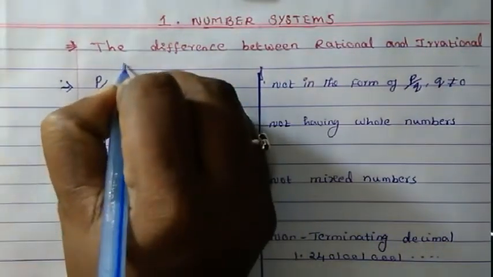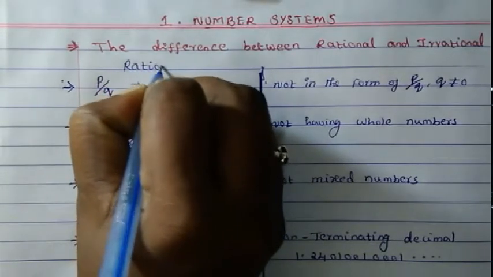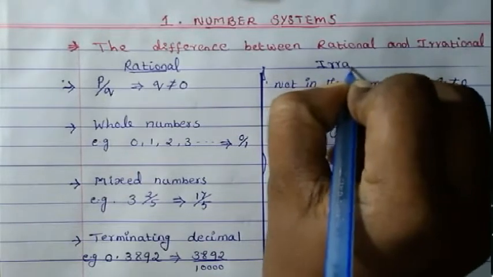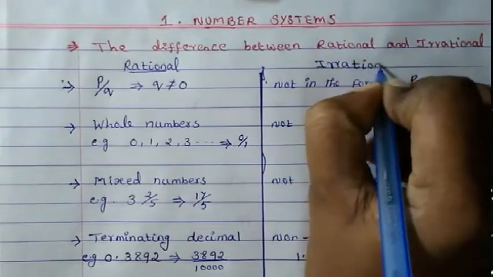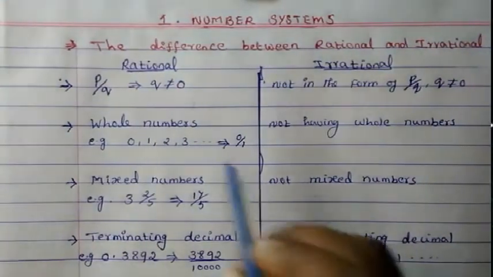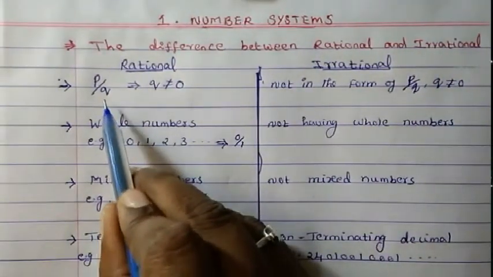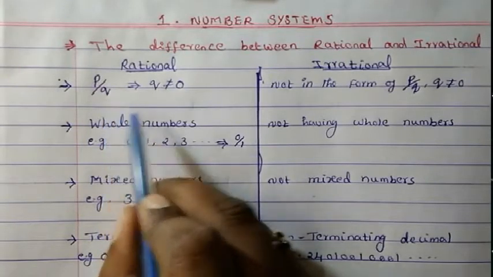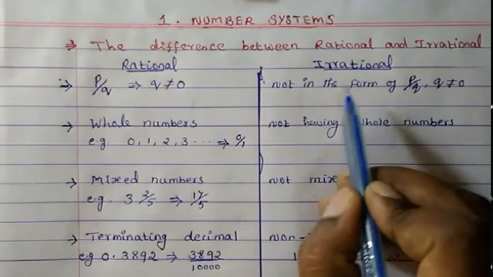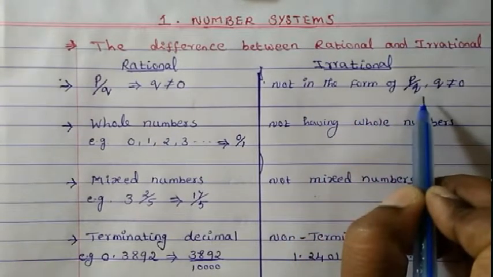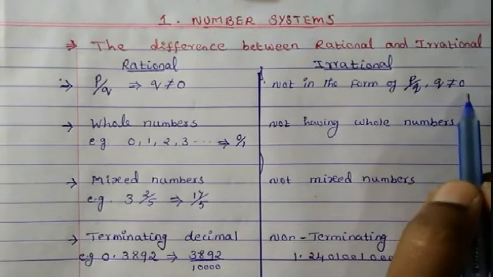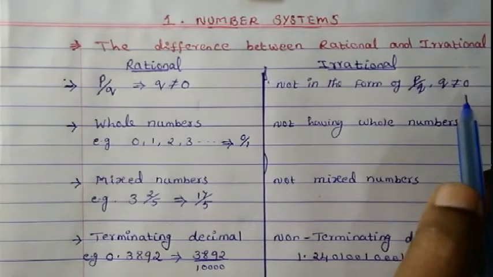these are rational numbers, here irrational numbers. So the rational numbers are in the form of p/q where q is not equal to 0. But the irrational numbers are not in the form of p/q. They cannot be written in the form of p/q where q is not equal to 0.